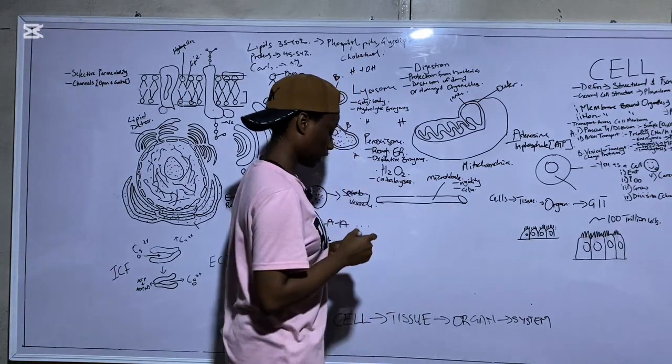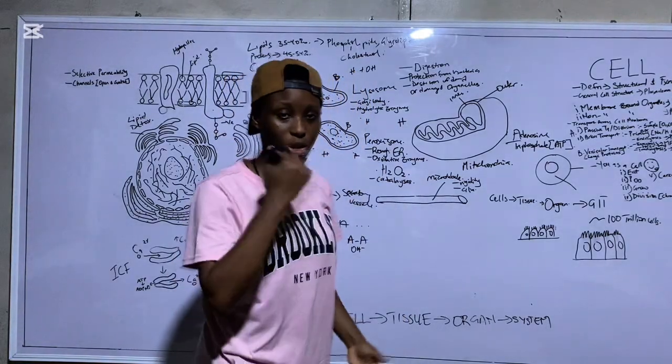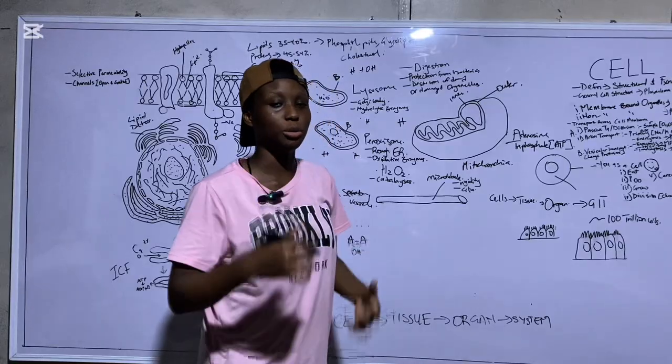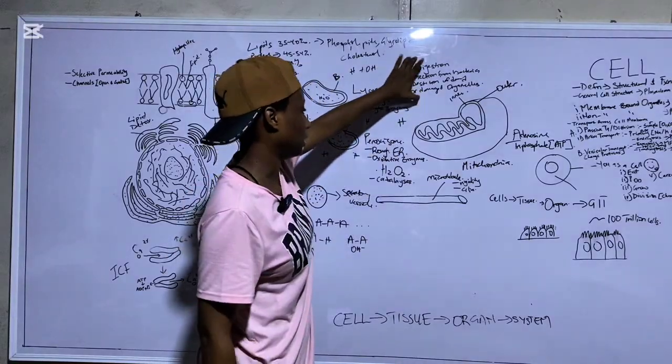So catalase enzymes, they work together. Catalase enzyme plus hydrogen peroxide is what is able to perform these functions.